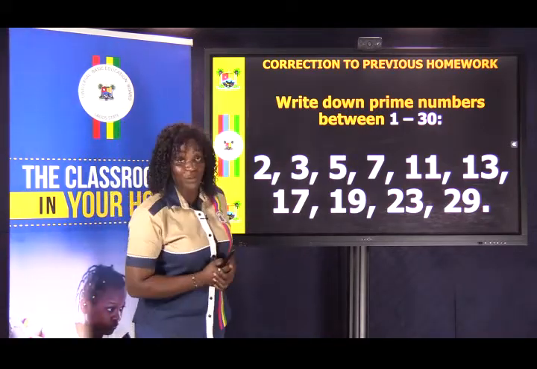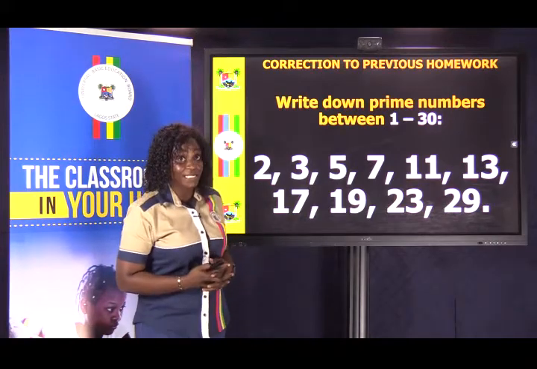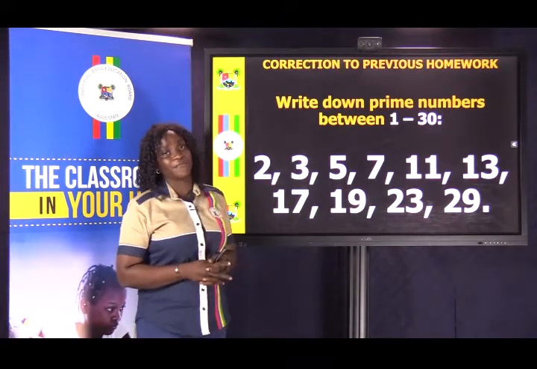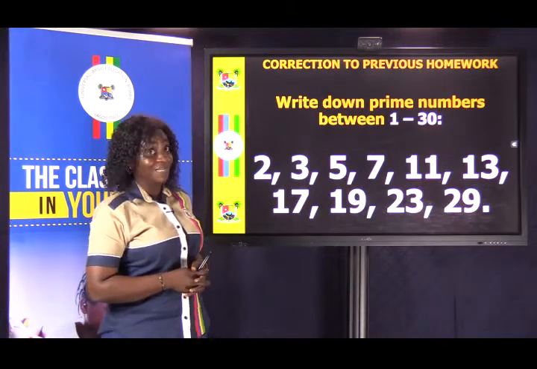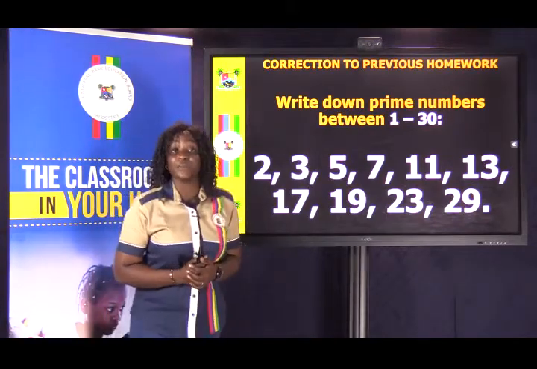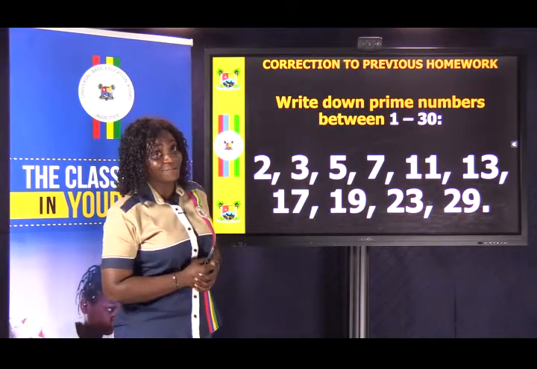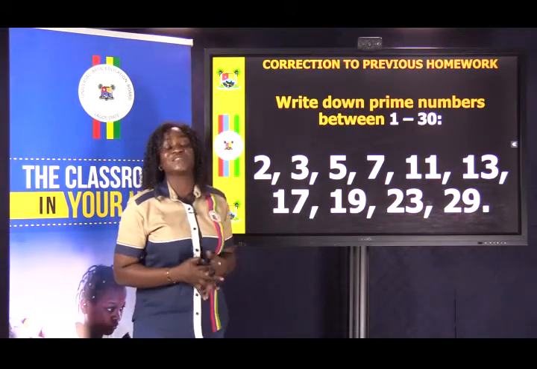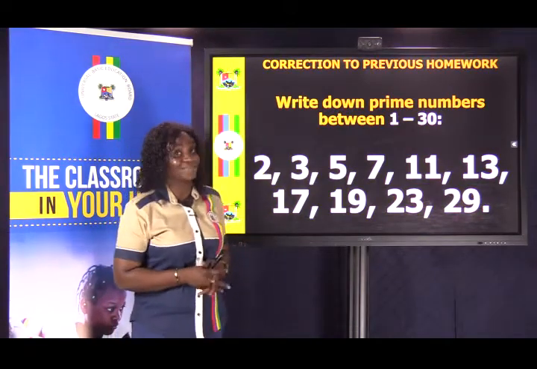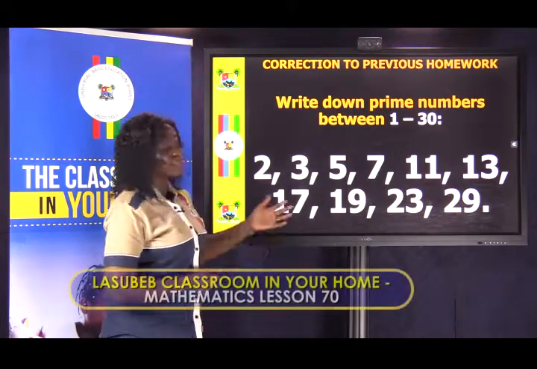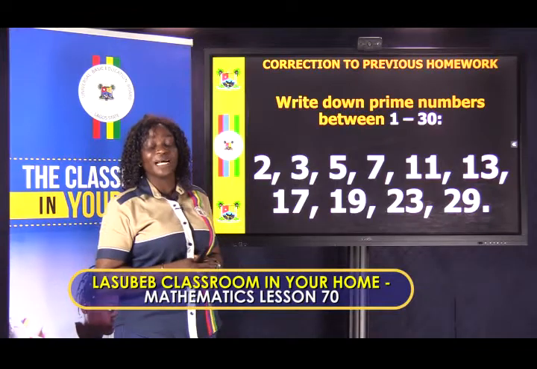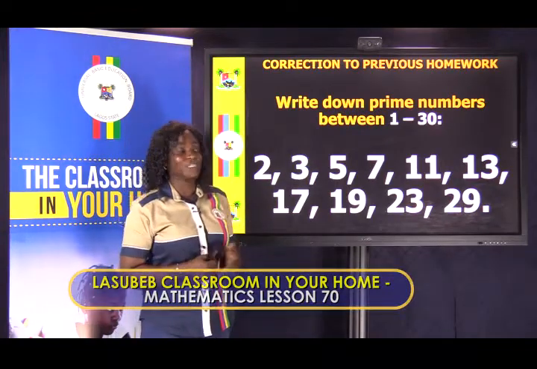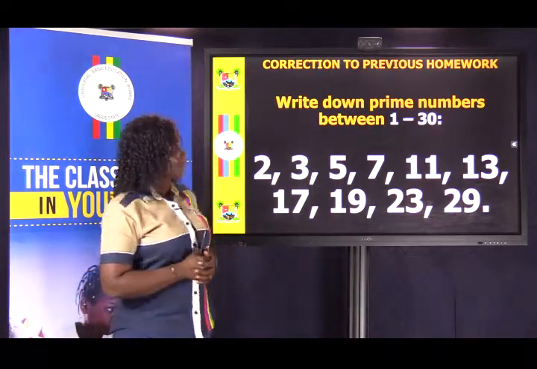20 is not a prime number because 2 times 10 is 20, and 4 times 5 is 20. So 4, 5, 2, and 10 can divide 20. 21 is not a prime number because 3 times 7 is 21. 22 is not a prime number because 2 times 11 is 22. 23 is a prime number because no other number except 1 and 23 can divide 23. That makes it a prime number.